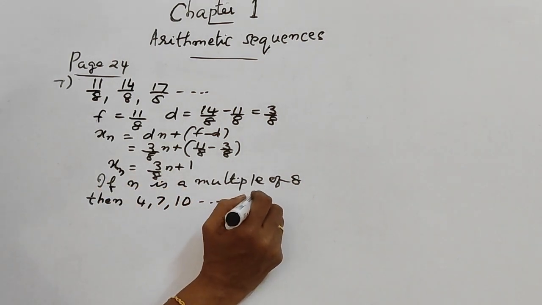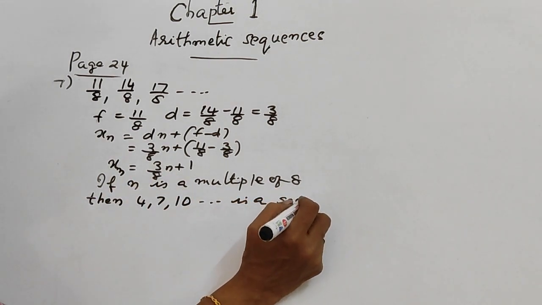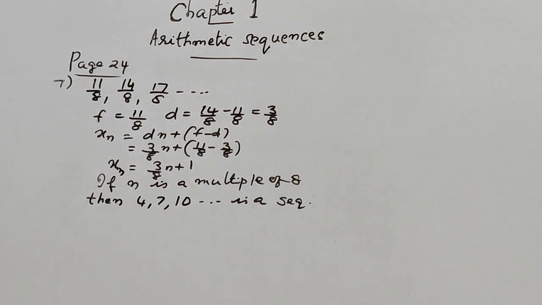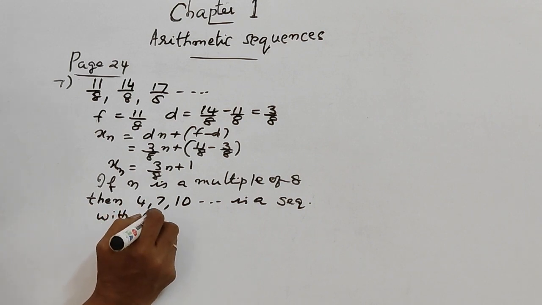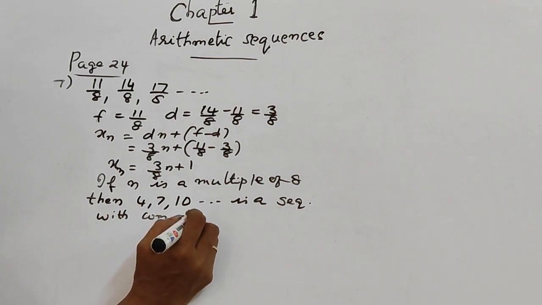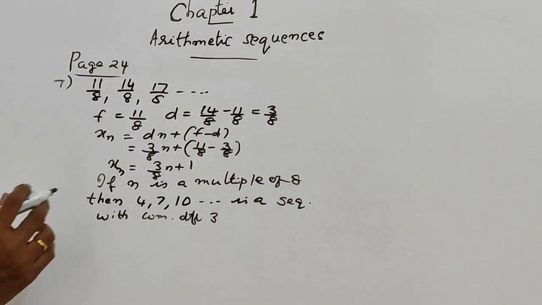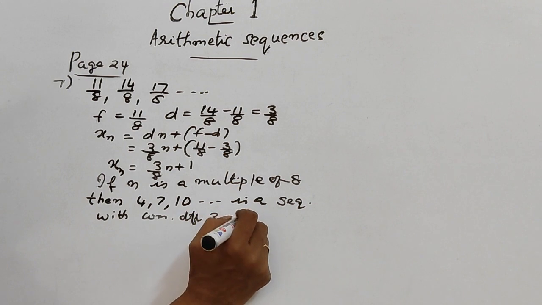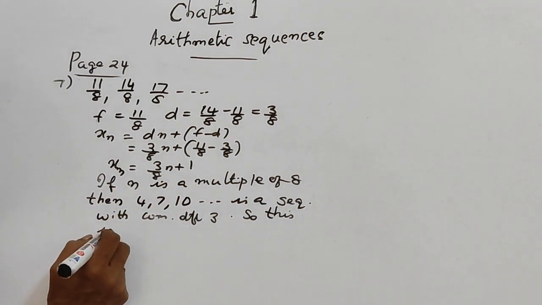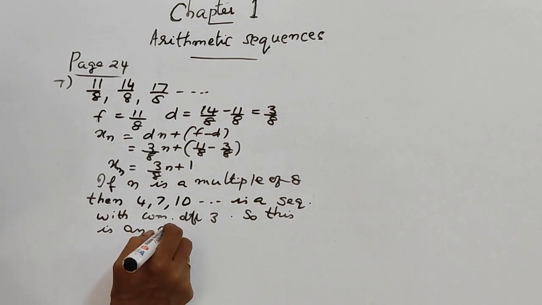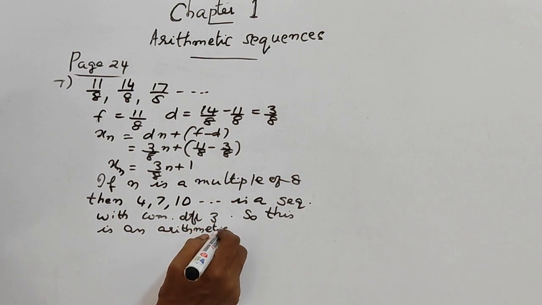Is it a sequence? Is it an arithmetic sequence? Yes. It is a sequence with a common difference 3. So this is an arithmetic sequence: 4, 7, 10, this is an arithmetic sequence.